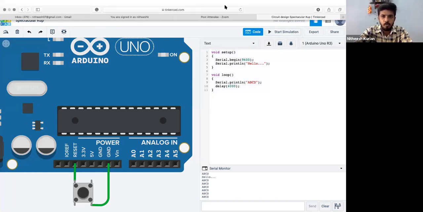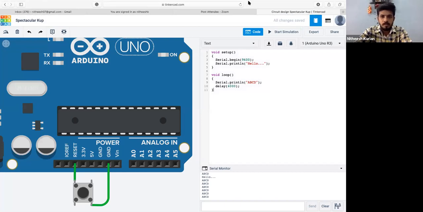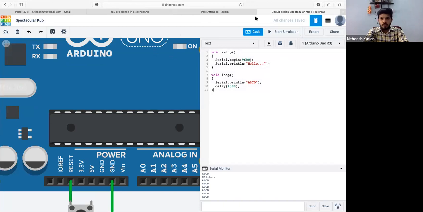Shall we move on to another session, another experiment? Yes. Okay, good. Yesterday we had a small discussion regarding the light sensor. Now we are going to interface a light sensor.